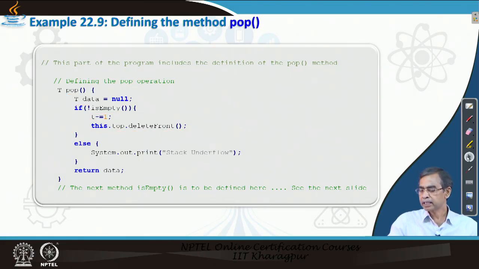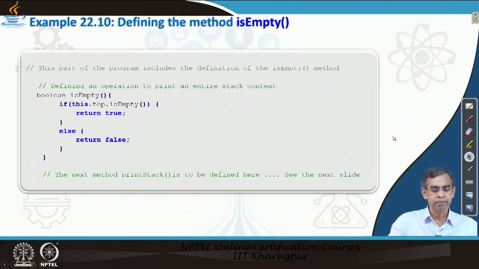Now, the next operation is isEmpty. It is pretty simple. It will check if top is empty and return true or false. Here the isEmpty method is defined for the linked list. If you do not define it, you can write that if this dot top is equal to null, then return true, otherwise false. That is also possible. I am assuming that the isEmpty method is defined for the linked list.